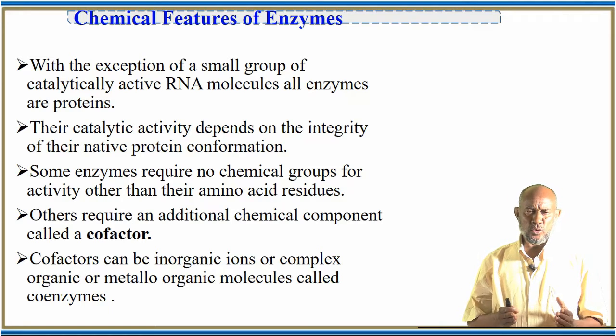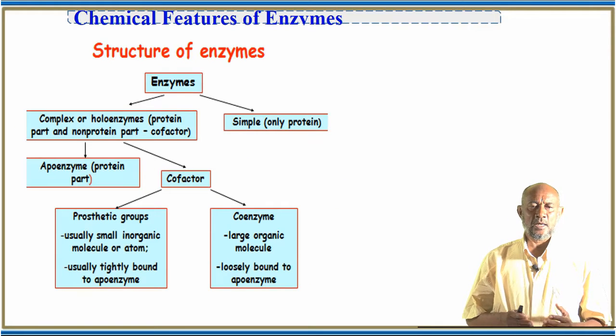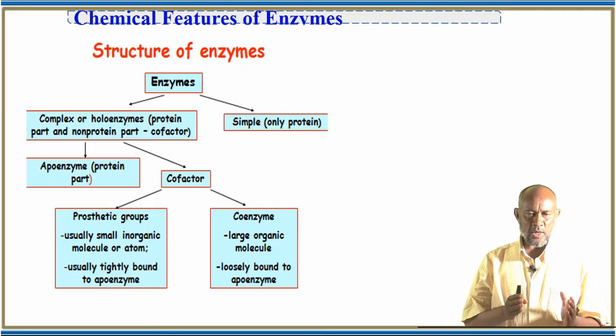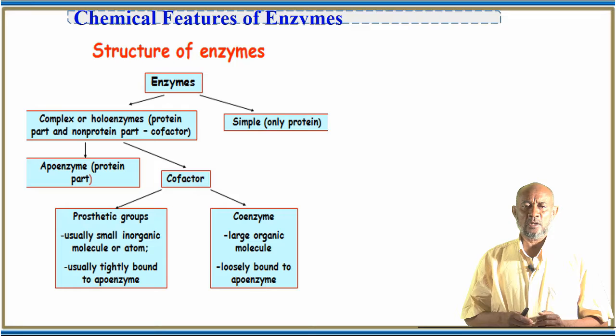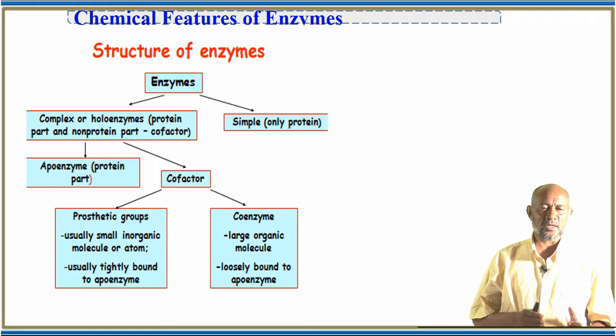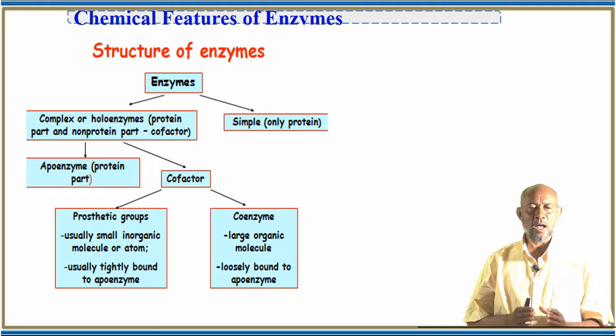Now let's look at how we can easily understand the structure of an enzyme. The enzyme molecule may be complex or simple. When it is simple, it is made of only protein. When it is complex, we call it a holoenzyme. A holoenzyme is a protein part and a non-protein part, that is the cofactor, altogether.